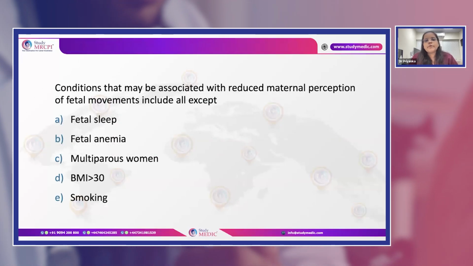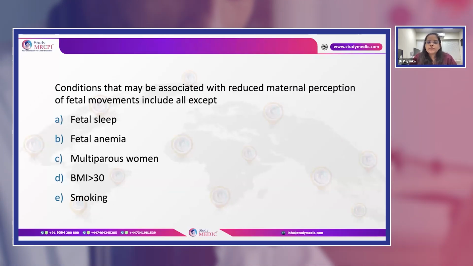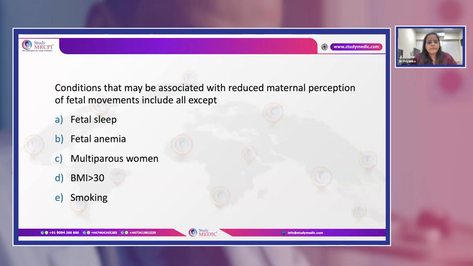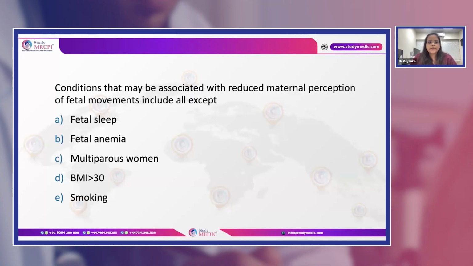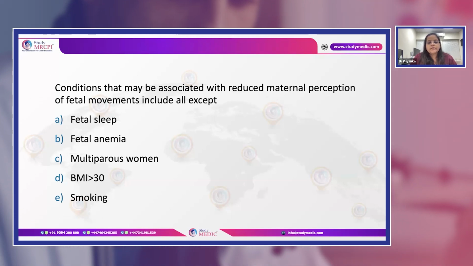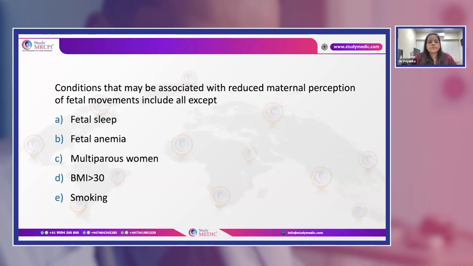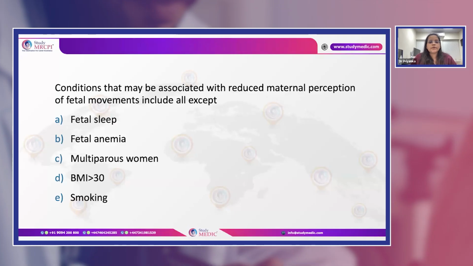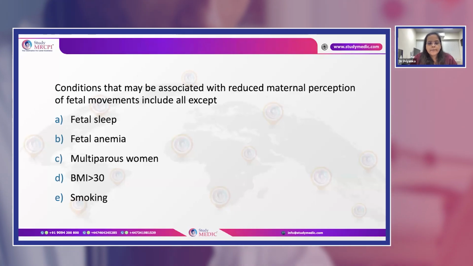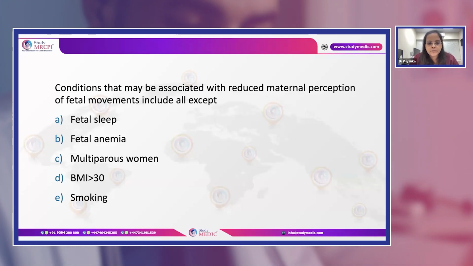So, the conditions that may be associated with reduced perception of fetal movements include all except. So, which of the following conditions are associated with reduced fetal movements except? When the fetus is sleeping, during that time the movements are less, and maternal perception is less during fetal sleep. During fetal anemia also there is reduced perception of fetal movements. In those who have a high BMI, especially if it is more than 30, there is reduced perception of fetal movements.